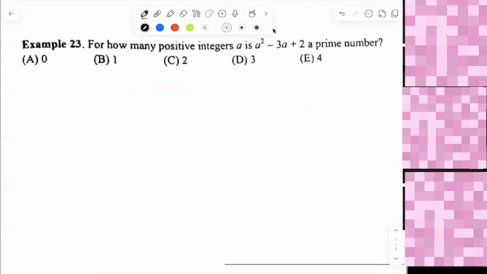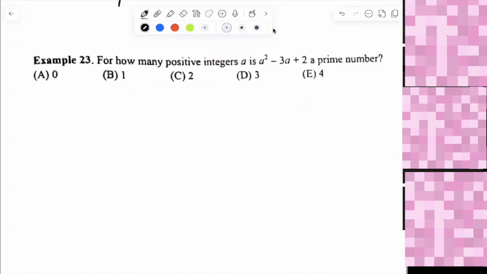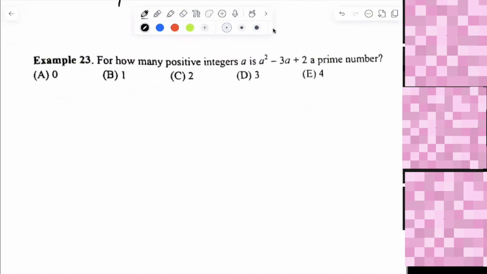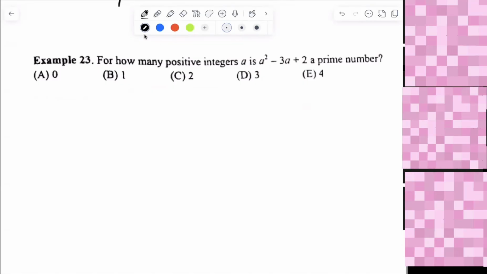Now let's move on to example 23. For how many positive integers A is A squared minus 3A plus 2 a prime number? Let's have a try on this question, and tell me your answer through chat or private message.